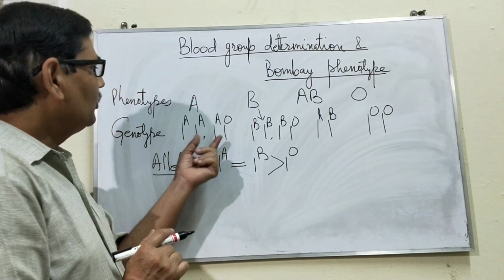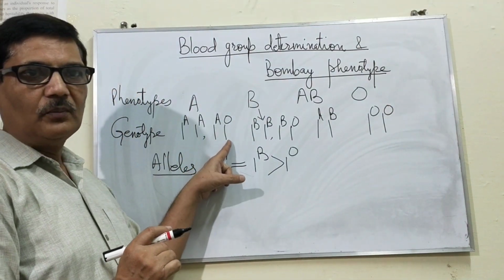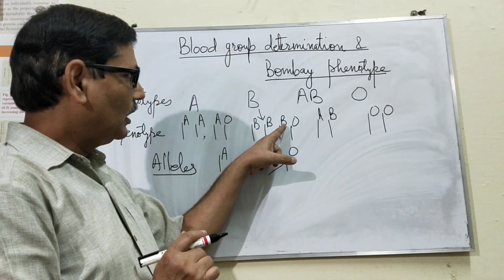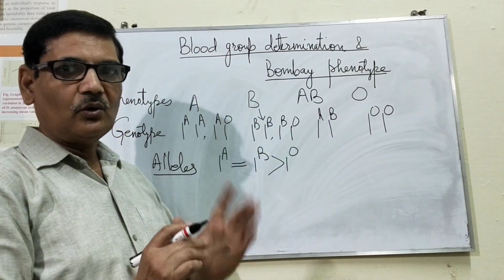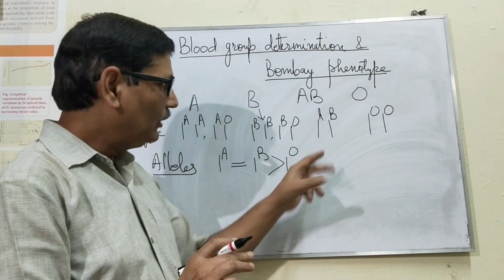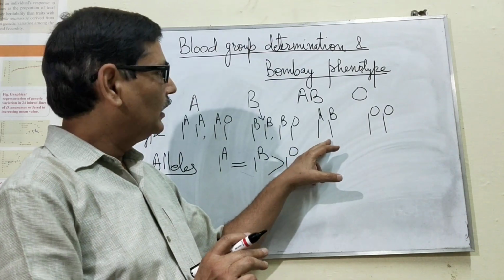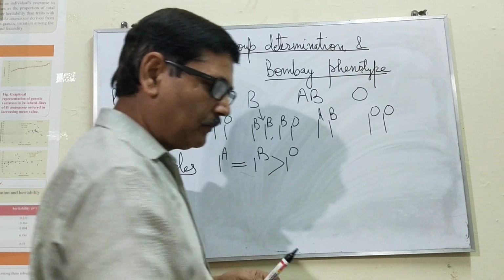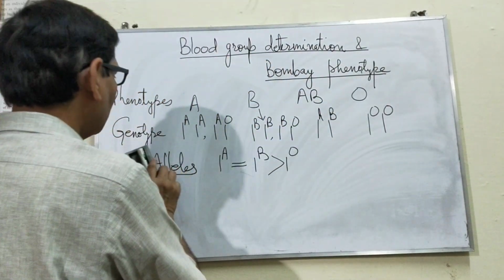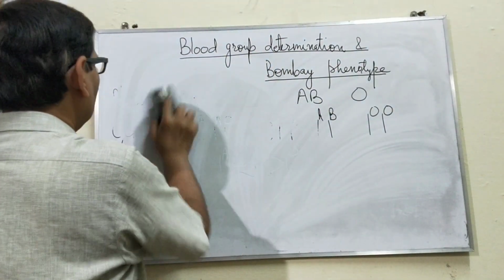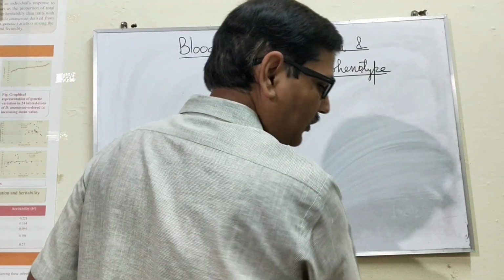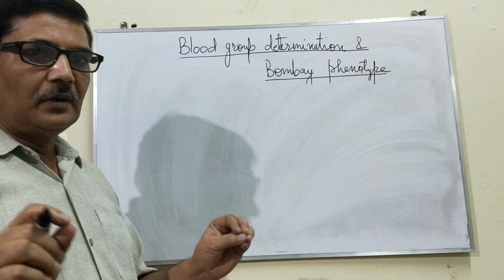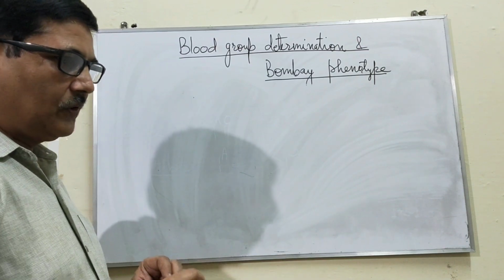That is why individuals with genotype IA IO, they show A blood group. Likewise, individuals with IB IO allele, they show B blood group. And those who have A and B both alleles, their blood phenotype will be AB. After knowing this much, we can understand how this blood group is determined. Let us see the way this blood group gets decided in a person.